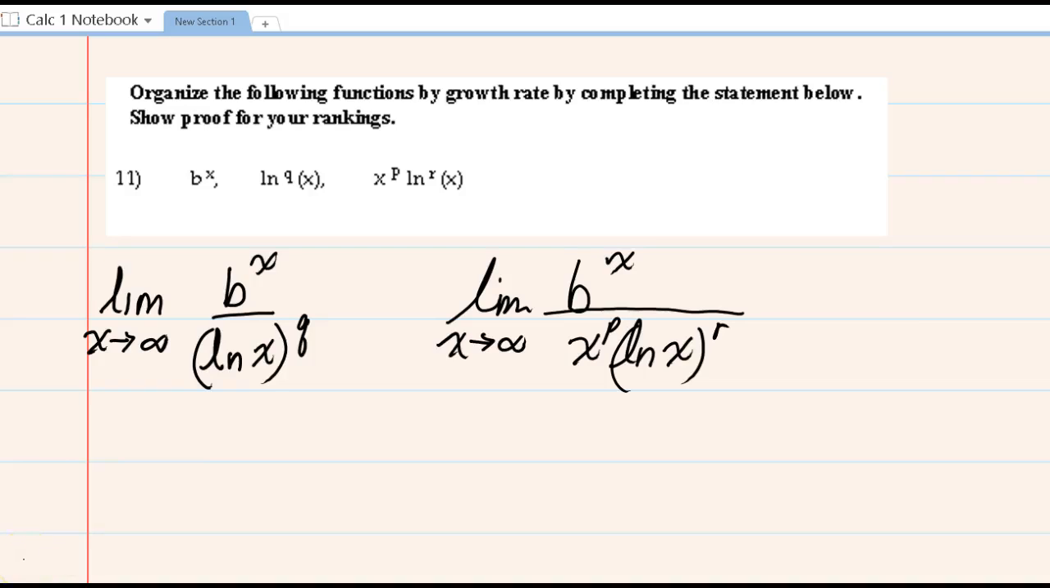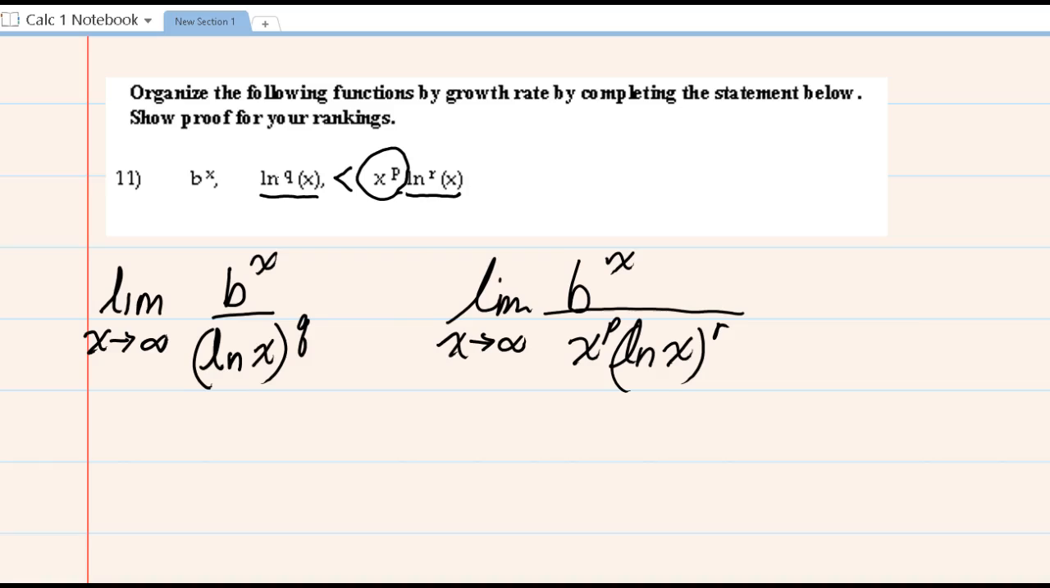This video is going to review the most missed question on the Unit 3 test, where we were asked to organize the following functions by growth rate. One of the things I notice is that these two have the natural log of x to some exponent. And I can clearly see that this one is going to go faster because it has a multiplier of x in front of it. So we already know that the growth rate for x to the p times the natural log of x to the r power is going faster than the natural log of x to the q power.